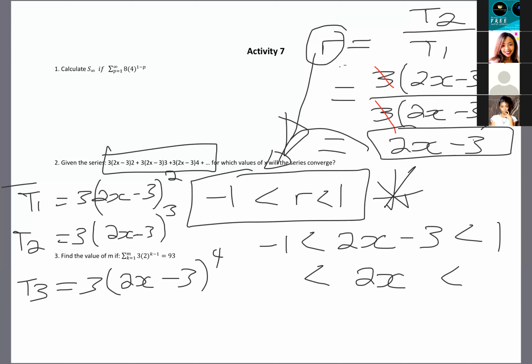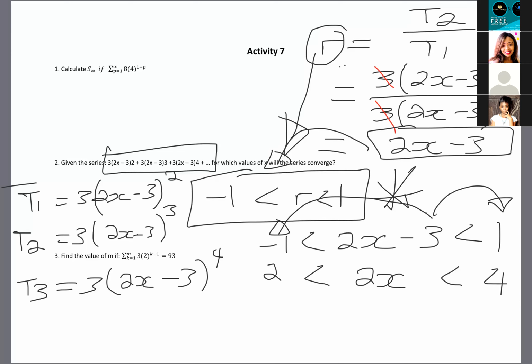Are you with me? Yes, ma'am. When I take this side, do you see it? So what's negative 1 plus 3? It's positive 2. And then I take the same 3 and I bring it to my right-hand side. So what's positive 3 plus 1? It's 4.